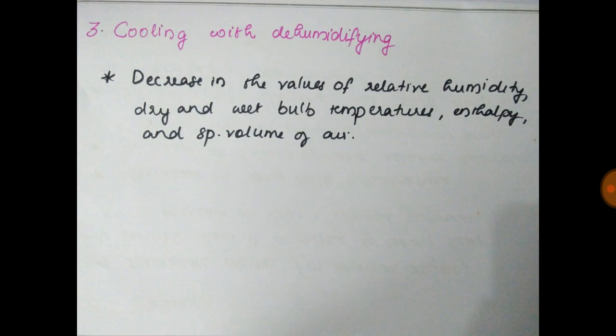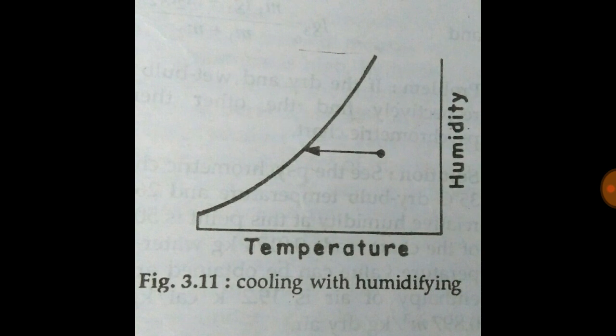The third process: cooling with dehumidifying. During this process, there is a decrease in values of relative humidity, dry and wet bulb temperatures, enthalpy, and specific volume of air. The representation is as shown in the figure.